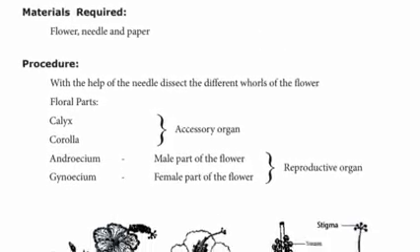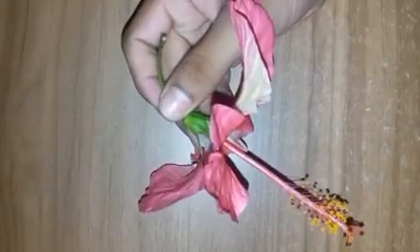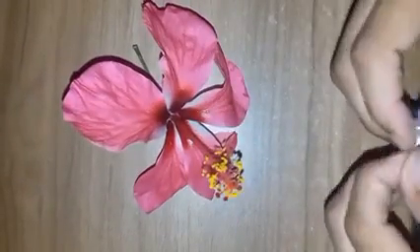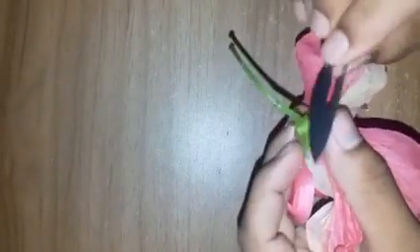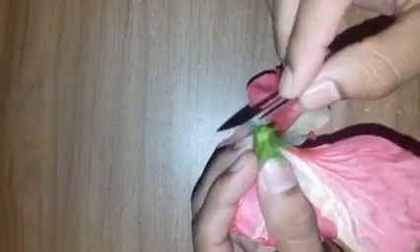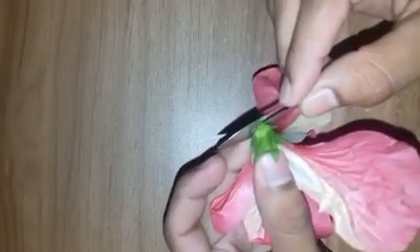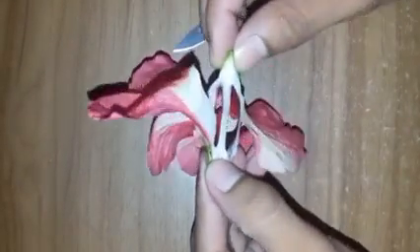Parts of a flower. The question is to dissect and display the given flower into calyx, corolla, androecium and gynoecium. Draw neat labelled sketches. So what materials are required? Flower, needle, blade and paper. The procedure: with the help of the needle, dissect the given flower, Hibiscus rosa-sinensis, and the floral parts are calyx, corolla, androecium, gynoecium.